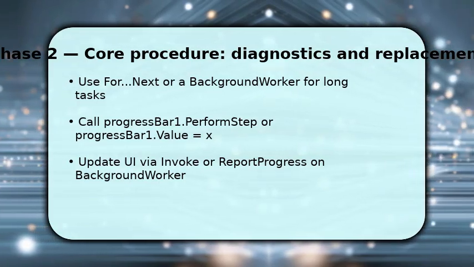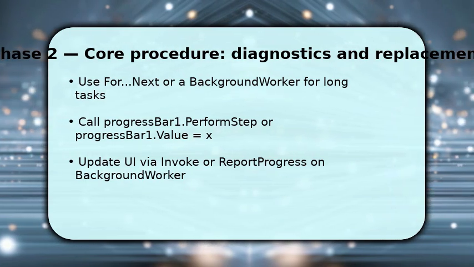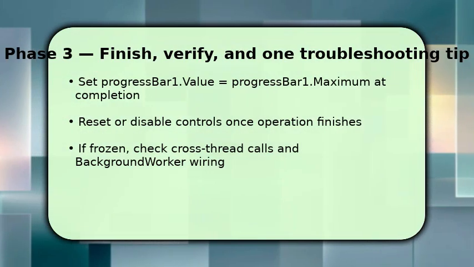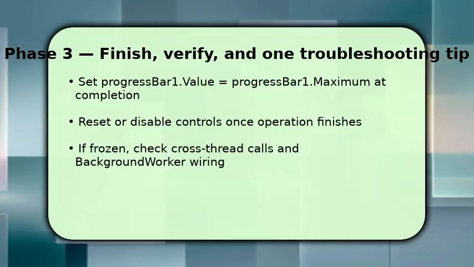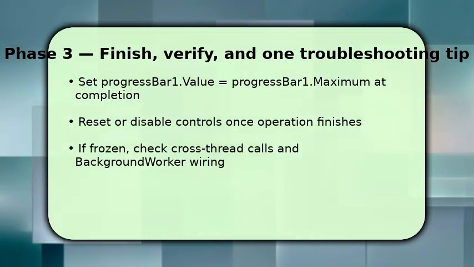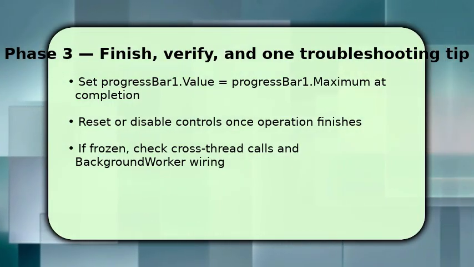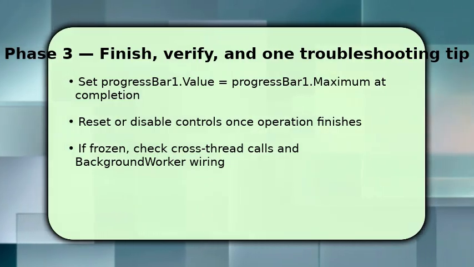Finally, ensure your task signals completion and the progress bar reflects 100%. At the end of the work, set ProgressBar1.Value to ProgressBar1.Maximum, update the label and re-enable buttons or reset controls as desired.